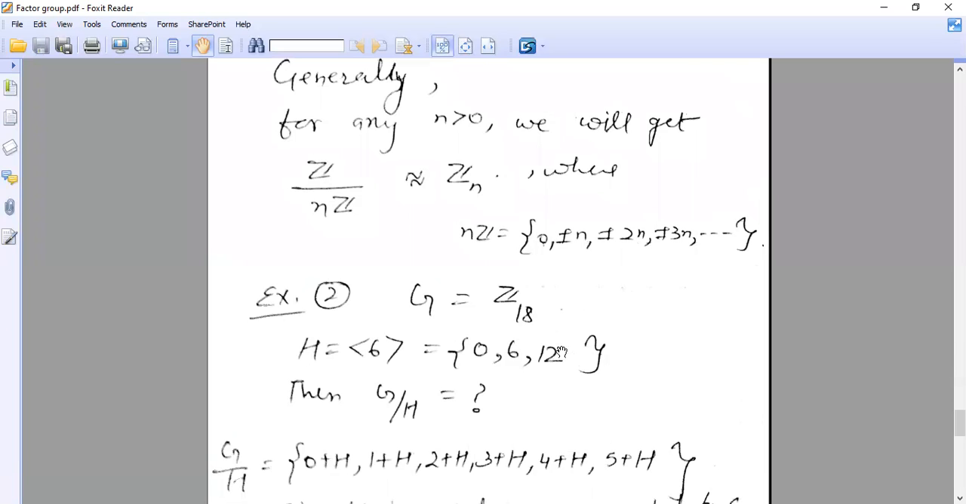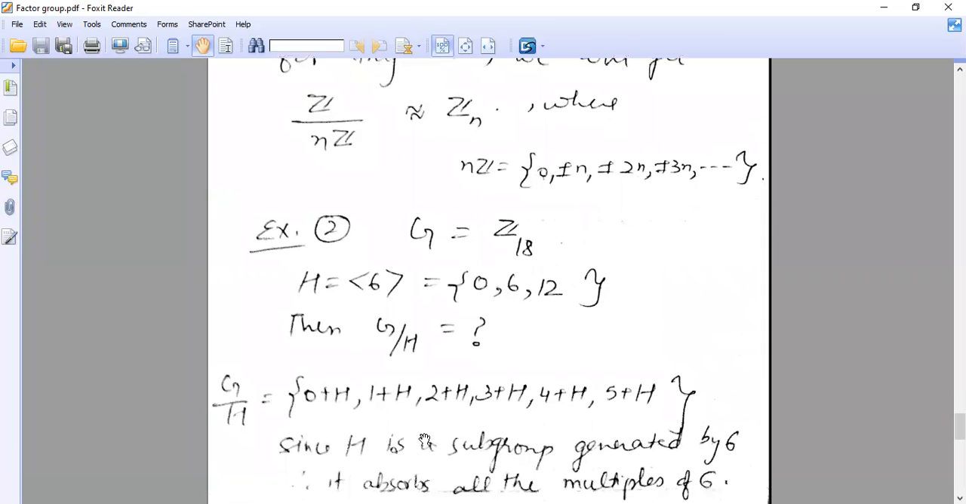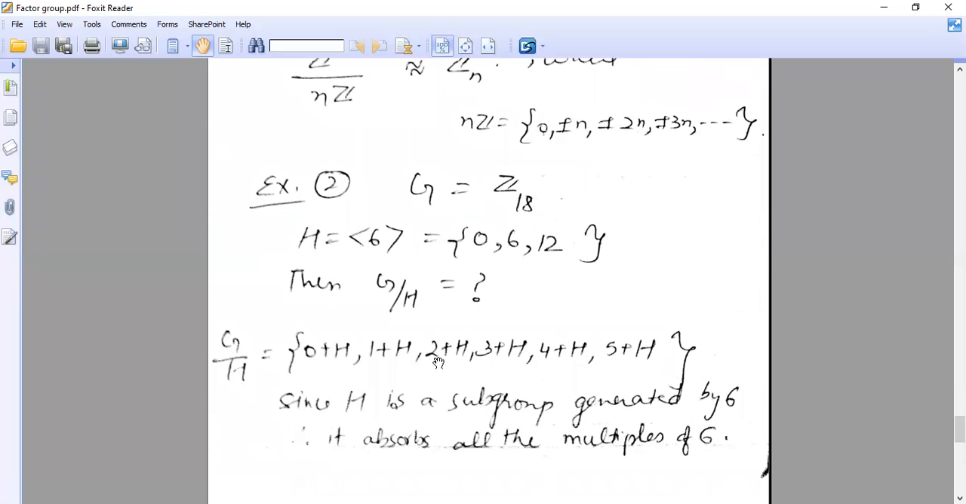Now this is a normal subgroup, that you can verify. Now we want to find G upon H, the factor group, the quotient group of H in G. So G upon H is a collection of these elements: 0 plus H, 1 plus H, 2 plus H, 3 plus H, 4 plus H, and 5 plus H. Since H is a subgroup which is generated by 6, therefore it will absorb all the multiples of 6. When you take 6 plus H, that will be equal to 0 plus H, then 7 plus H will be equal to 1 plus H, and so on.